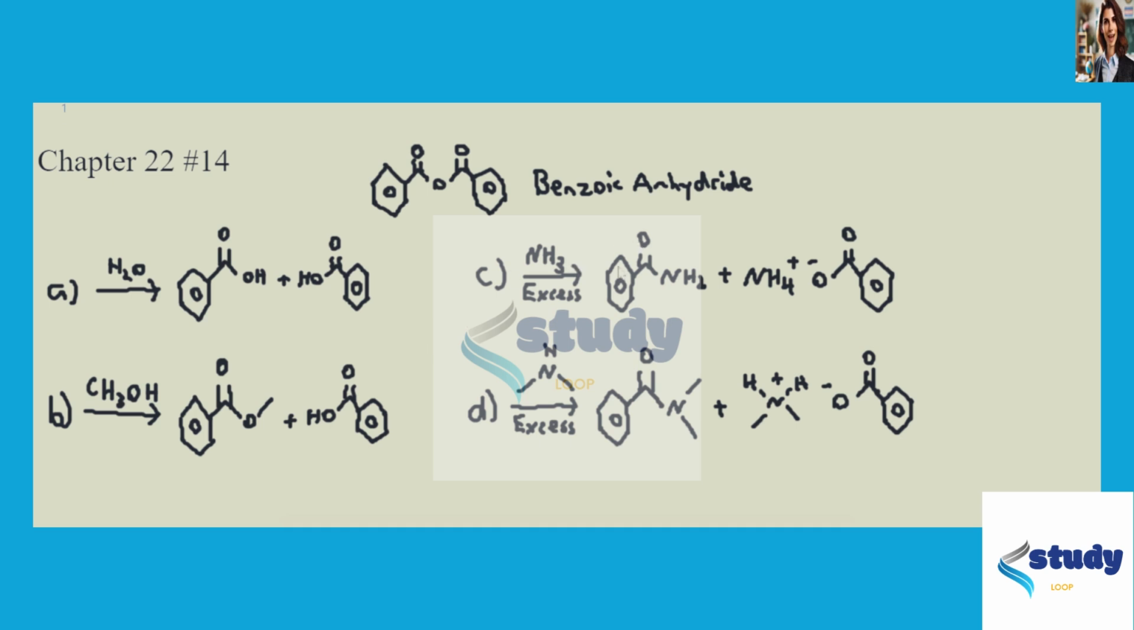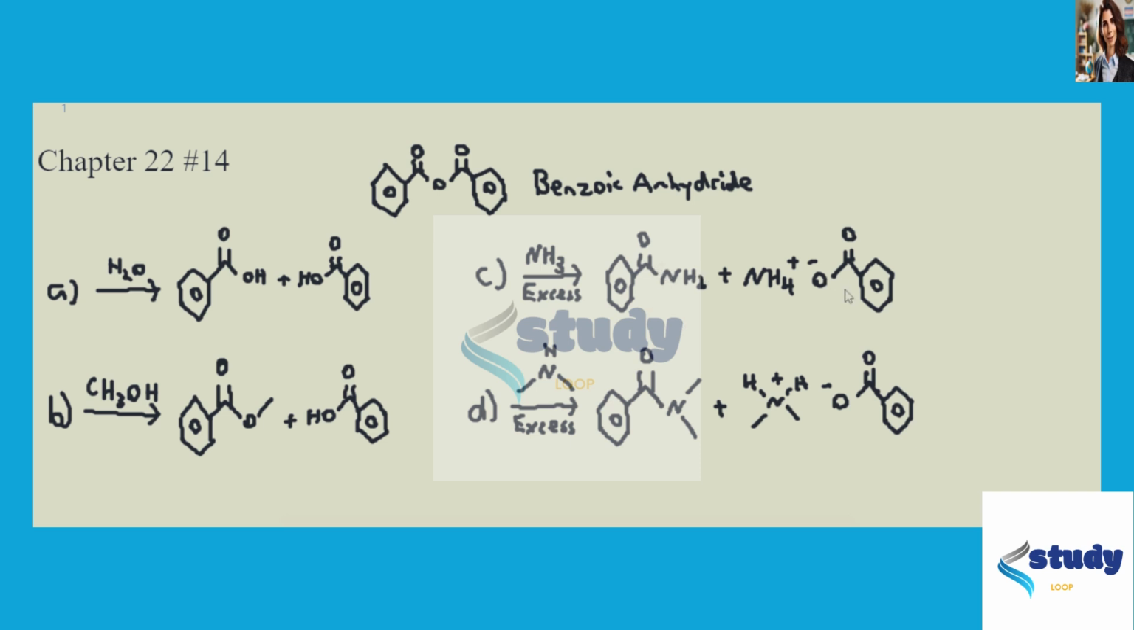So the only thing that really changes when we're looking at these nitrogen nucleophiles in C and D is that rather than picking up the hydrogen from the nitrogen nucleophile or from another nitrogen base in the solution, we're just going to form the salt. So NH3 is our nucleophile in C. It attacks, tetrahedral intermediate forms, the anhydride splits, and we're left with the amide on the one side.